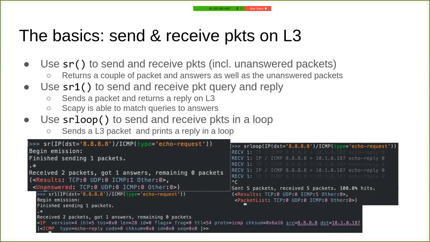So for example, in the picture on the left, we are again sending the ping to the Google DNS server, and we received two packets, but we got one answer. Scapy is intelligent enough to match queries to answers. For example, if we send an echo request to 8.8.8.8 and we receive a reply, it is able to match them. Then there is another function called SR1, which is designed for cases where you want to send one packet and you are waiting for a reply.